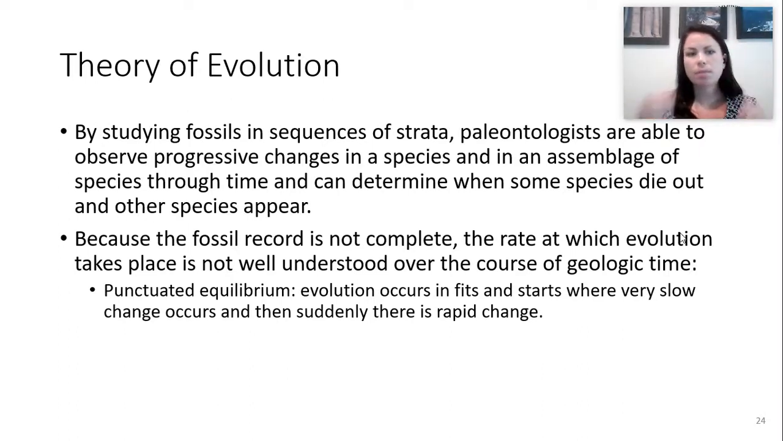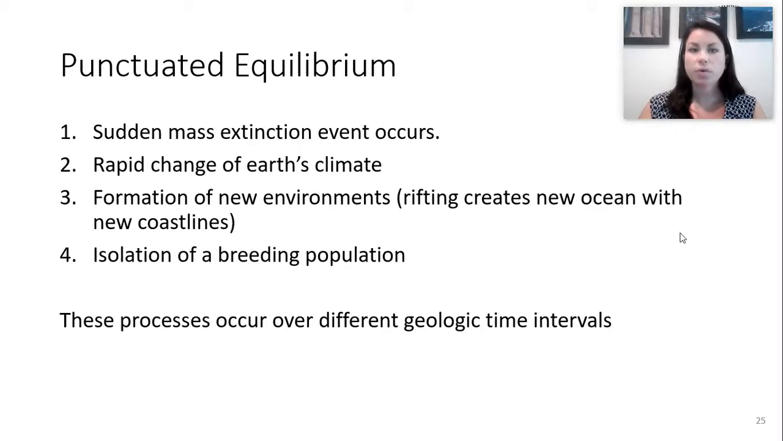So the way that we describe this is that there seems to be a punctuated equilibrium, which is where evolution occurs in fits and starts, and sometimes it's slow and sometimes it's rapid. It's not a linear progression of evolution. So here are some reasons why it is punctuated and not just gradual. We have large events like a sudden mass extinction. We have change of Earth's climate. We have a formation of new environments. And we have an isolation of breeding population. All of these processes occur over different geologic time intervals.